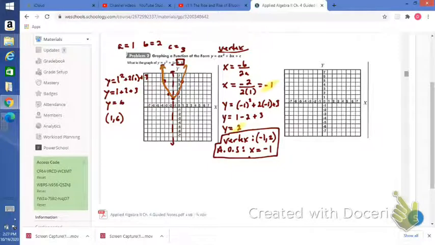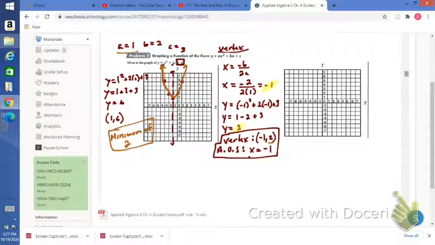We're not asked this, but we have a minimum because this opens up. And again, it should open up because our A is positive. So our A was positive 1, so it opens up. And so we have a minimum, and the minimum occurs at the y-coordinate of the vertex. So the y-coordinate of our vertex is 2. So a minimum value of 2.